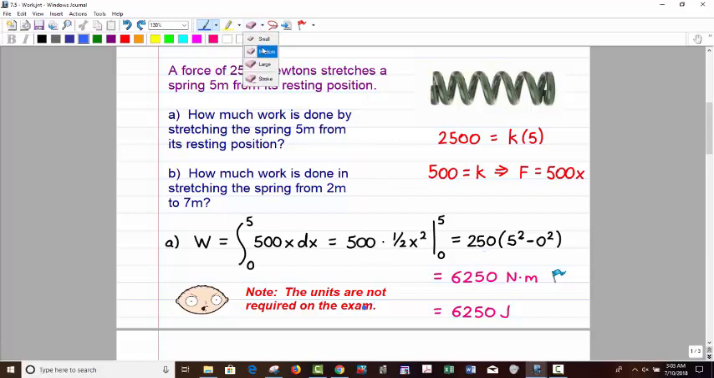It depends on the instructor. If it's another instructor, you could use the definite integral function in the calculator to get this. And that's actually 6,250 newton meters, which in physics, 1 newton meter is called a joule.